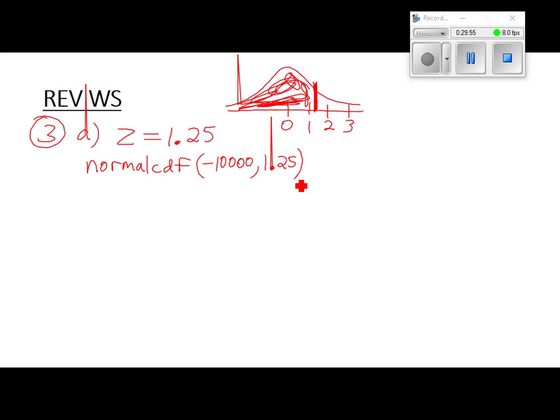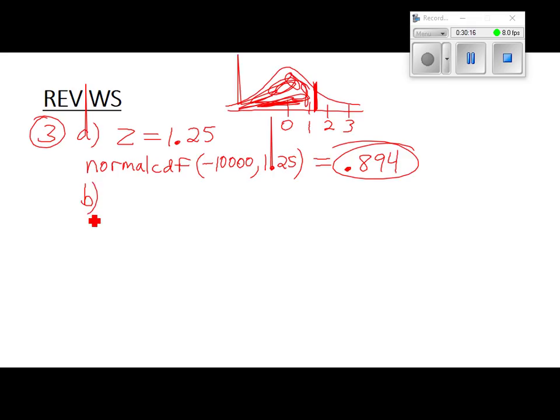0.89. Let's go out one more spot. 4. Is that pretty close to what Katie guesstimated a couple minutes ago? Yeah.